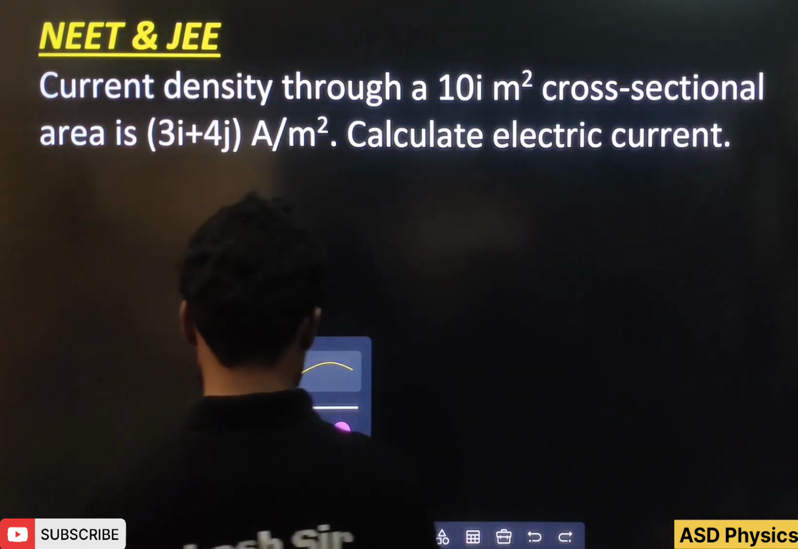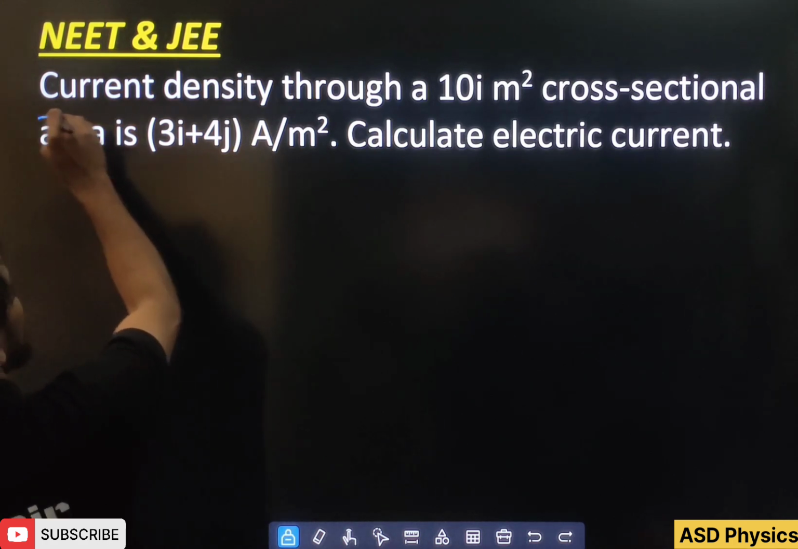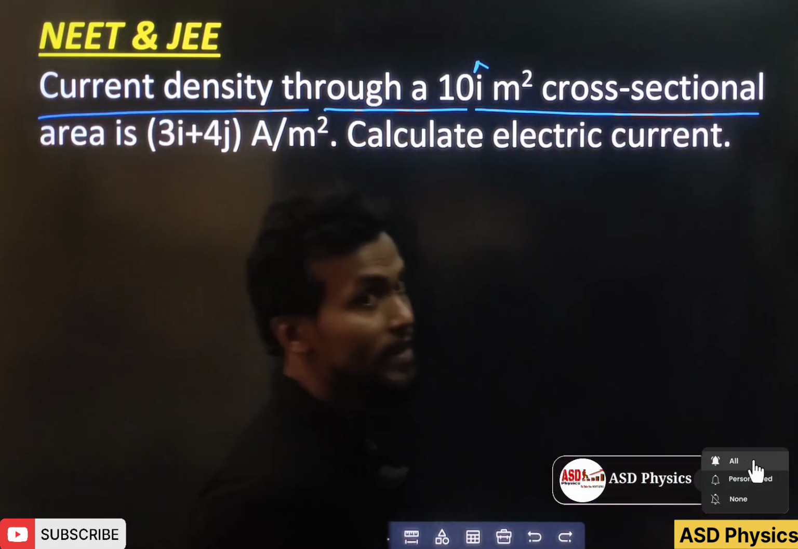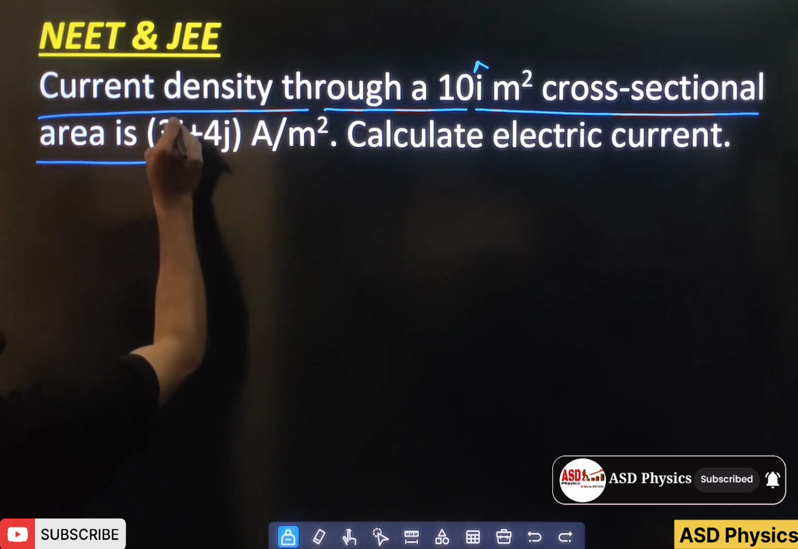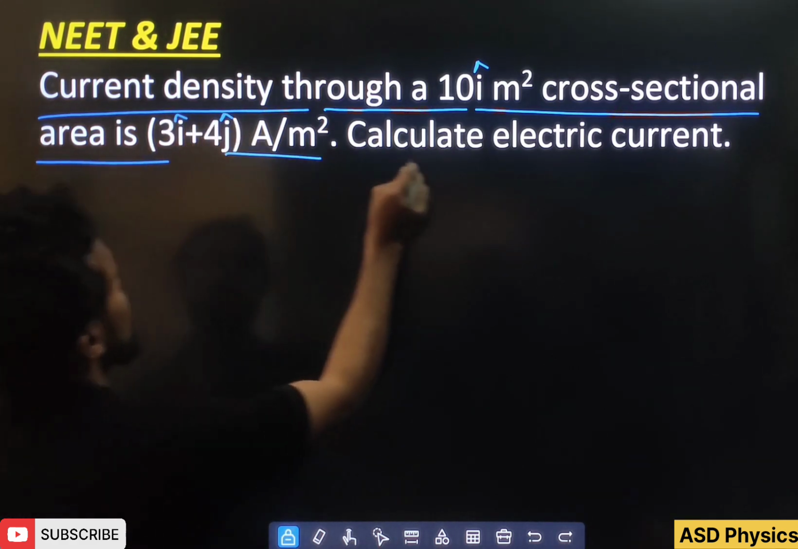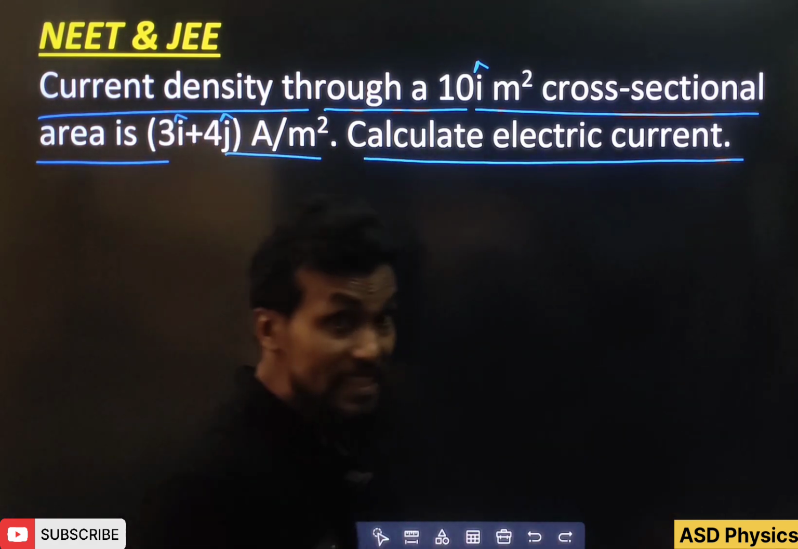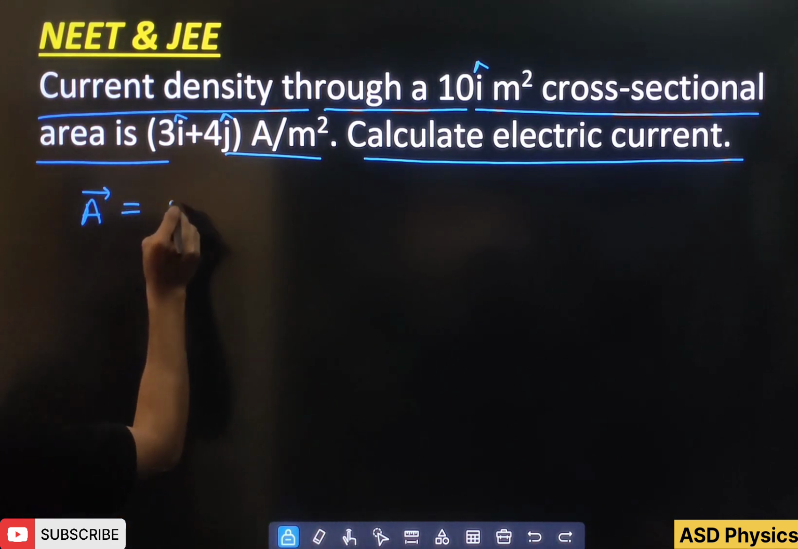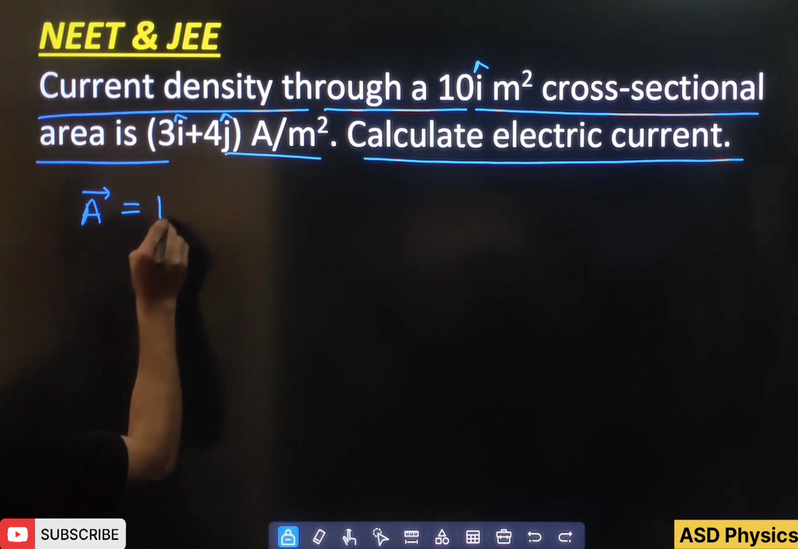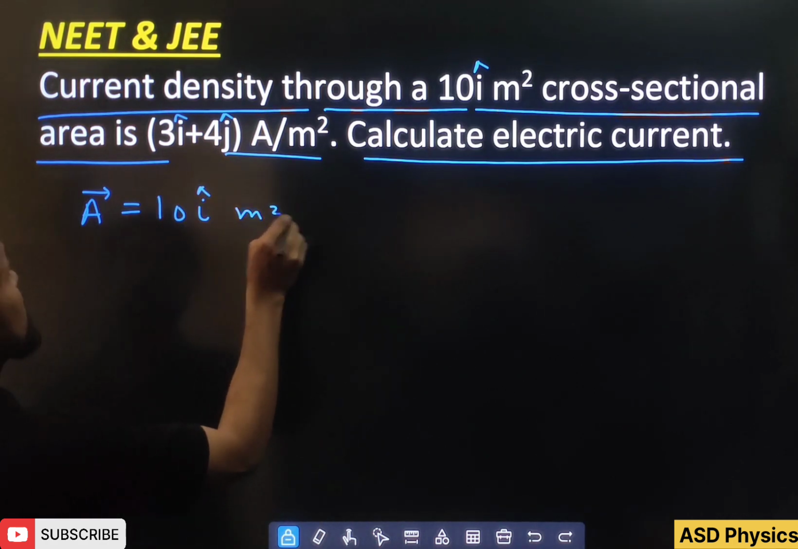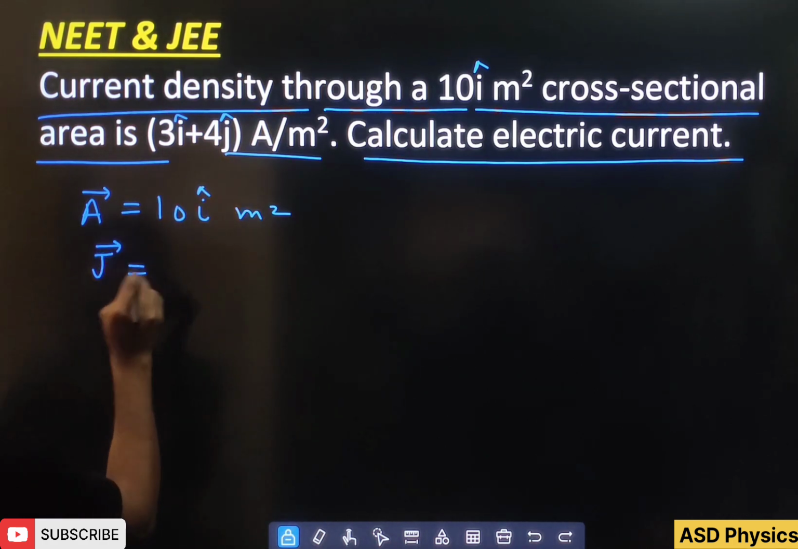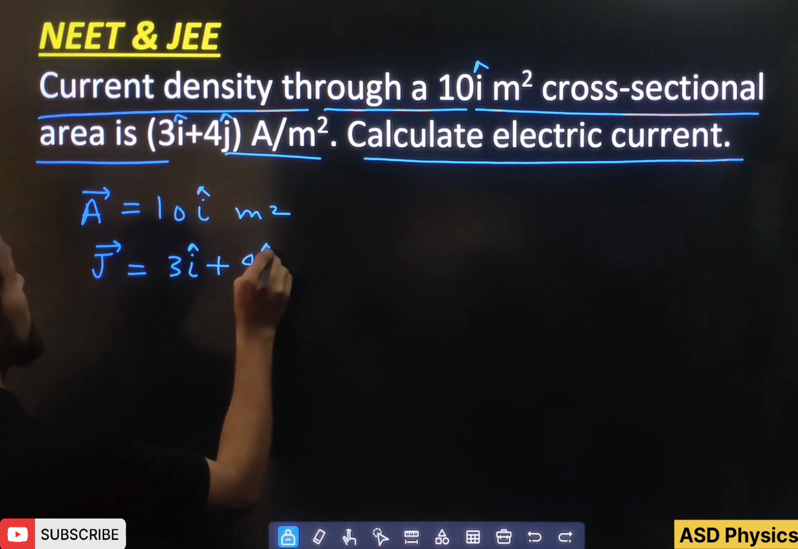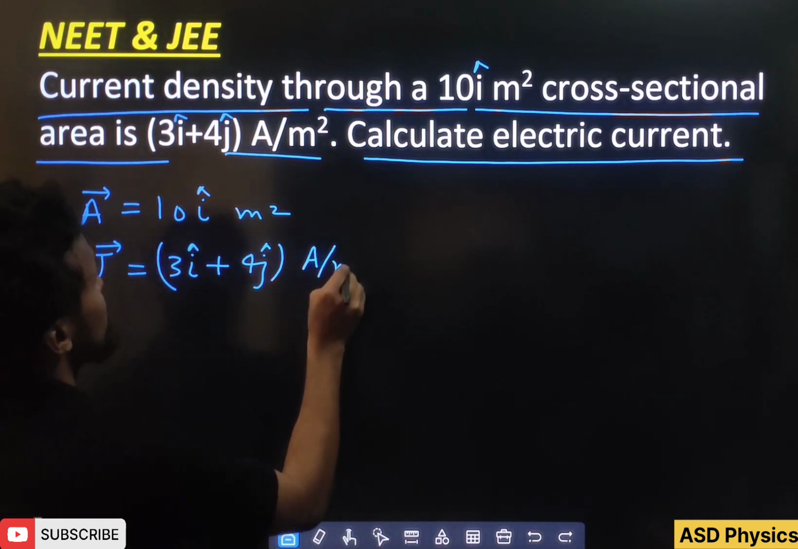Last one, students. See the last one. Current density through a 10 i cap meter square cross sectional area is 3 i cap plus 4 j cap ampere per meter square. Calculate electric current. Okay, so here the area vector A is given as 10 i cap meter square. Current density J is given as 3 i cap plus 4 j cap ampere per meter square.